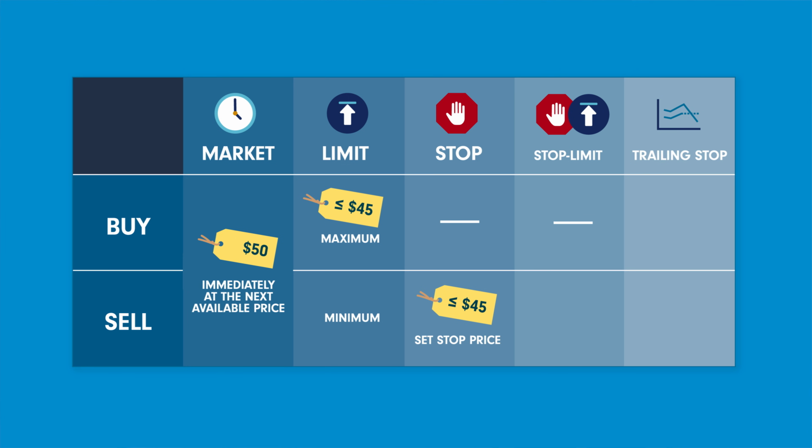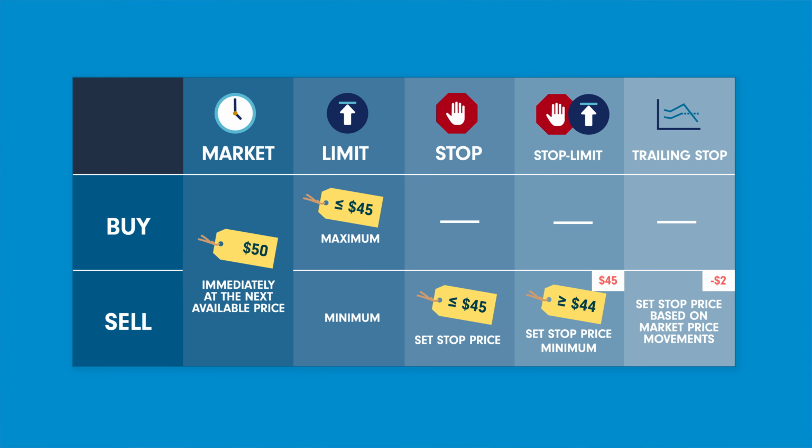A stop limit order combines stop and limit orders. For example, selling Kicks Unlimited if it drops to $45, but only if it can be sold for $44 or better. And trailing stop orders set a stop price based on market price movements. For example, selling Kicks Unlimited if the stock drops $2 from its highest price after purchase.